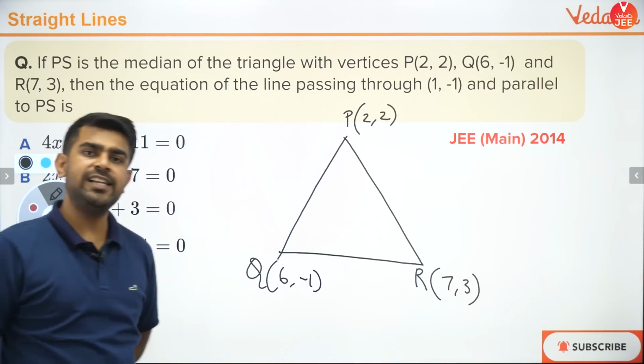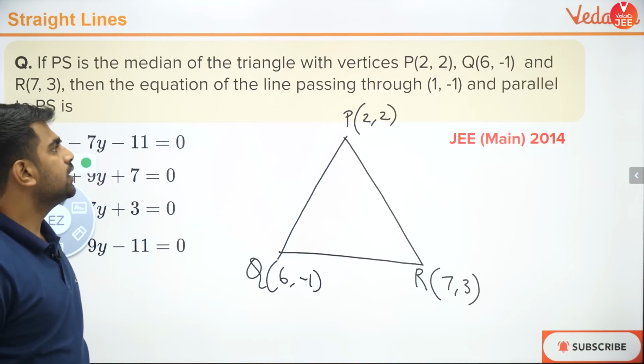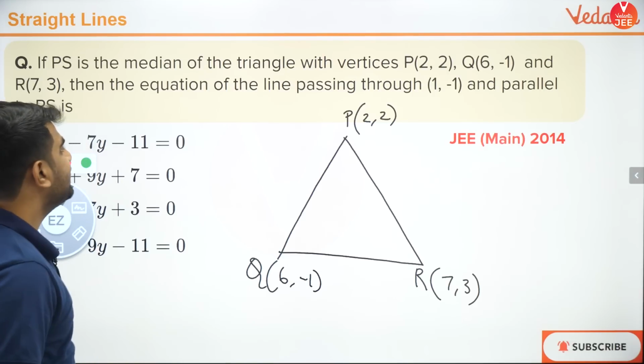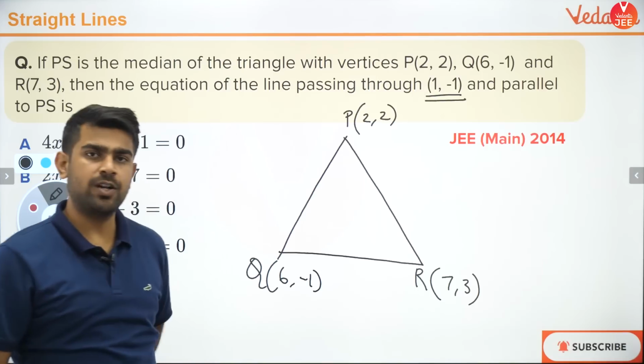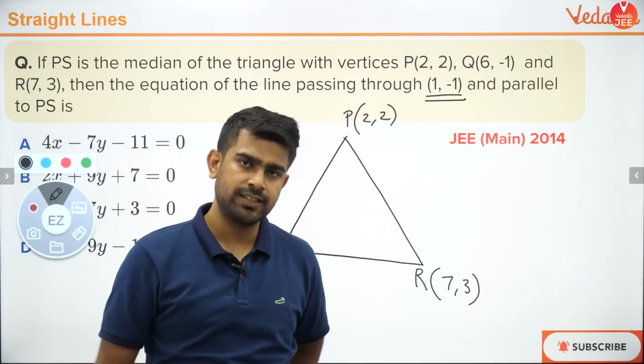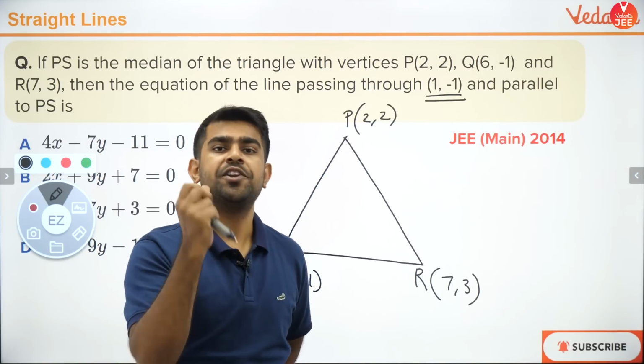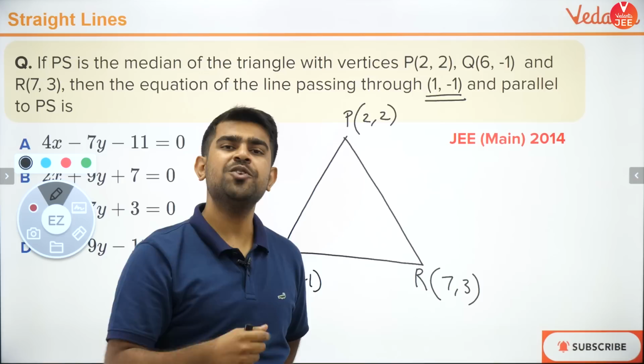All good till here? Now, I want to find the equation of the line passing through this point. Whenever you want to find the equation of a line, you need two conditions, isn't it? Either you need 2 points, or you need 1 point and 1 slope, or you need intercepts.